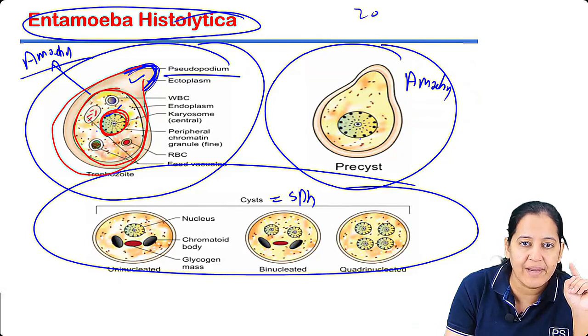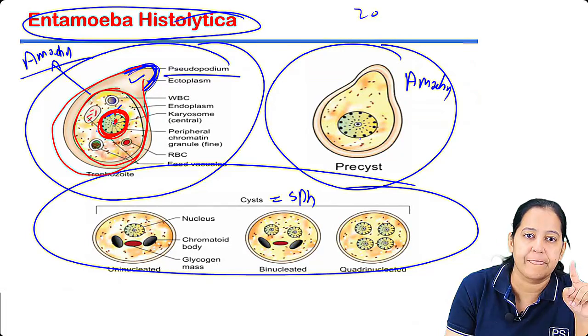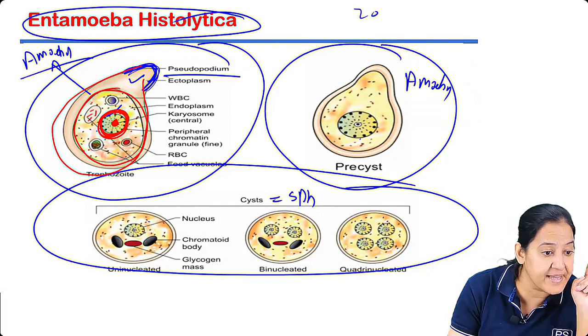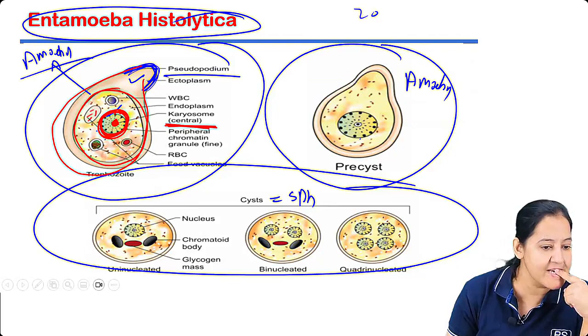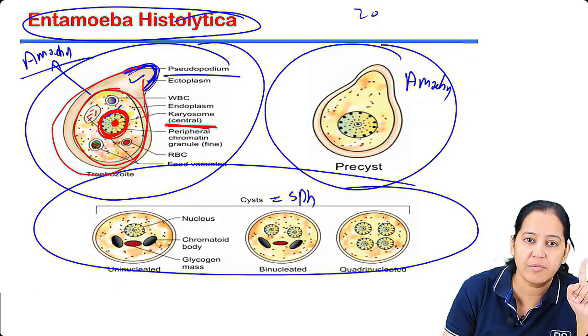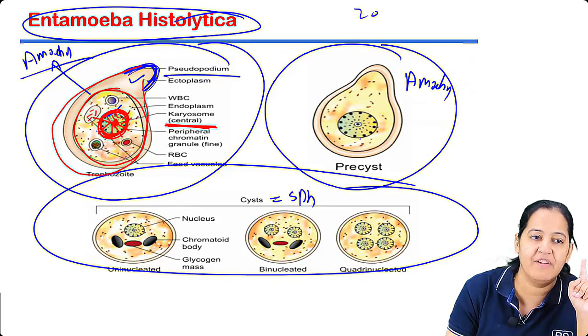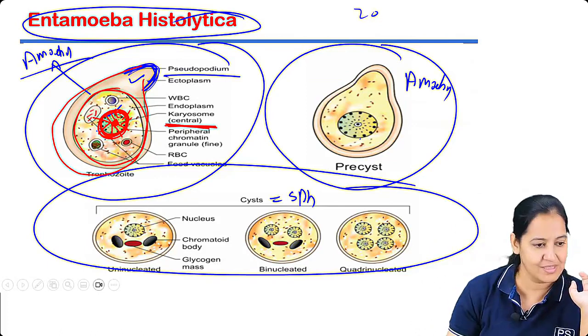Concentrate on the nucleus. This is the nucleus. Inside the nucleus, there is a dot-like structure at the center. This dot-like structure is known as karyosome. From the karyosome, the chromatin will be in a spoke-like arrangement. It looks like a wheel. So the nucleus is like a wheel.